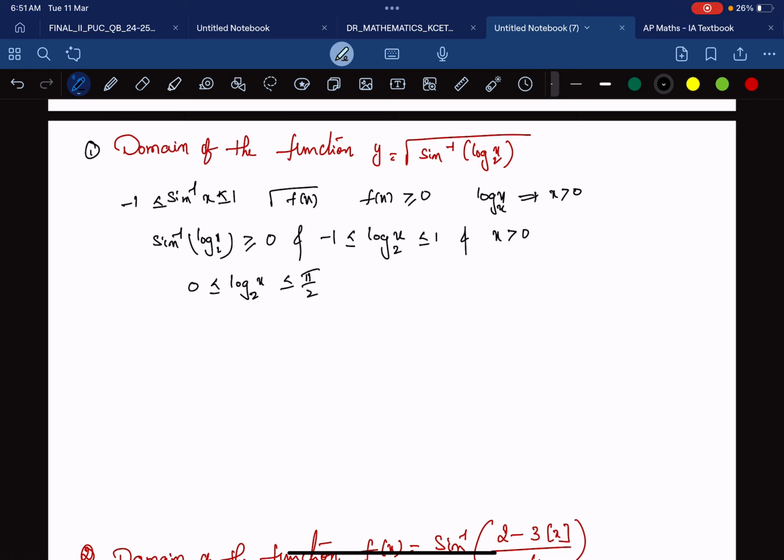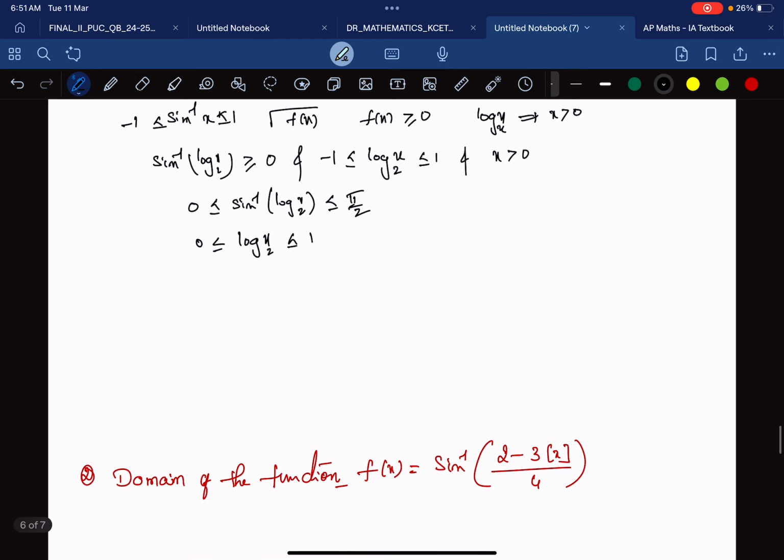So sine inverse of log x base 2 is less than or equal to pi by 2. So it means 0 less than or equal to log x base 2 less than or equal to 1, applying sine on both sides. So 2 power 0 is less than or equal to x less than or equal to 2 power 1. So 1 is less than or equal to x less than or equal to 2. So therefore the domain is 1 comma 2.